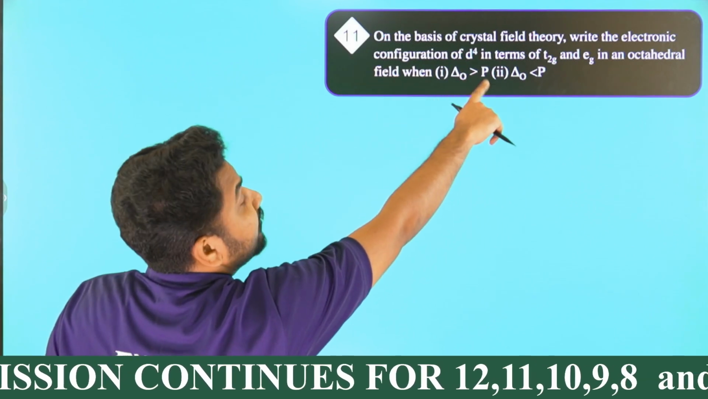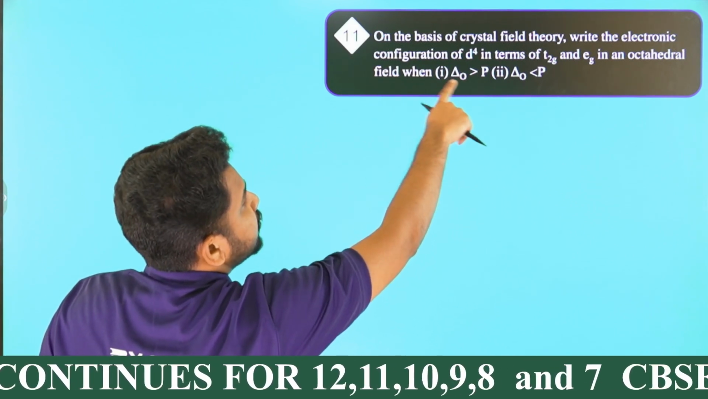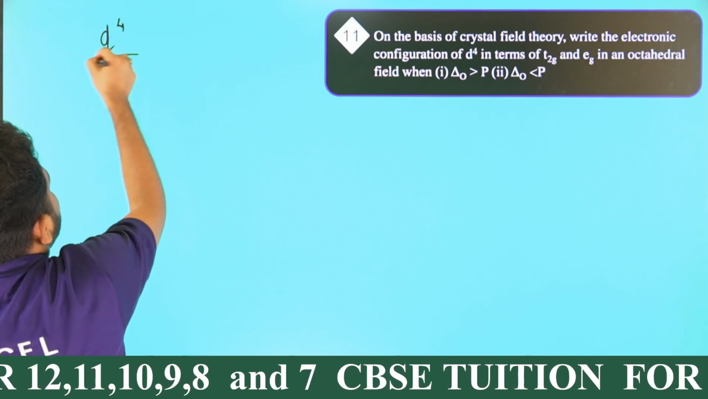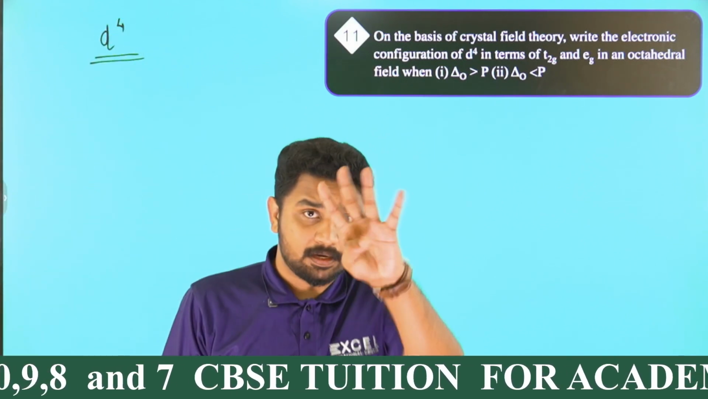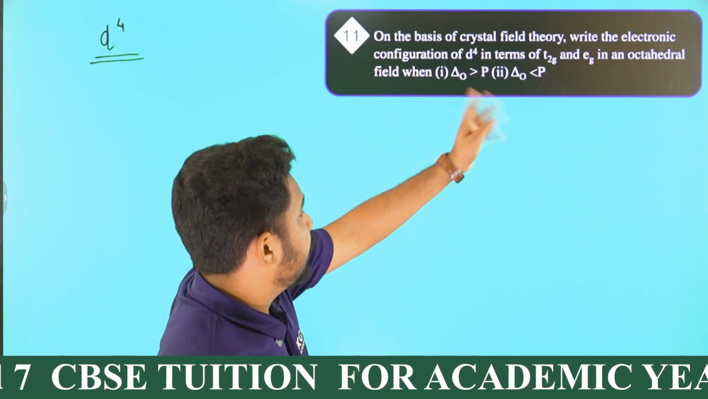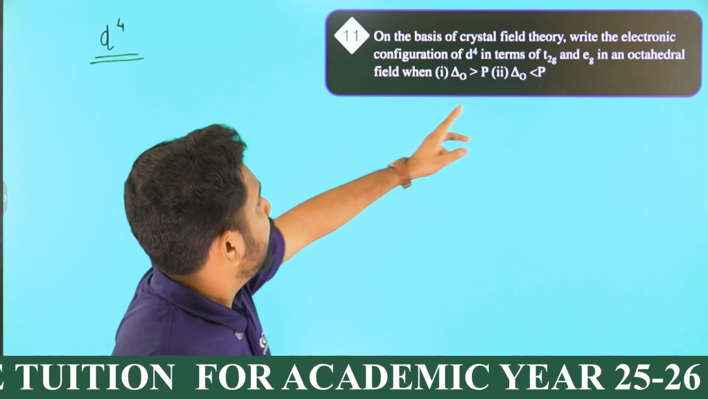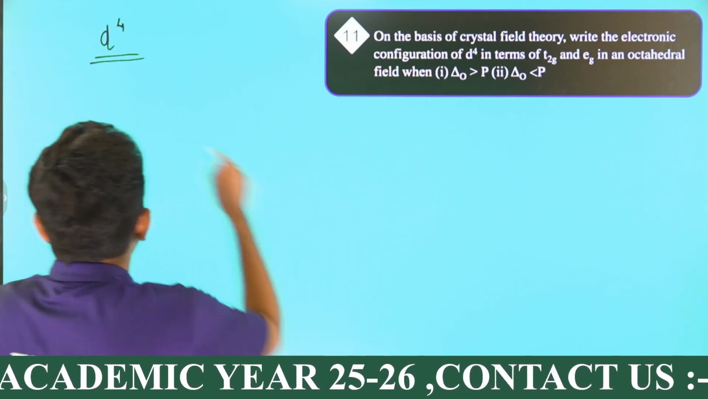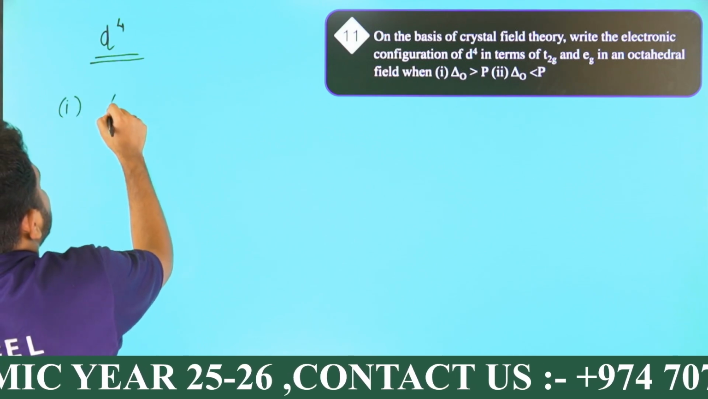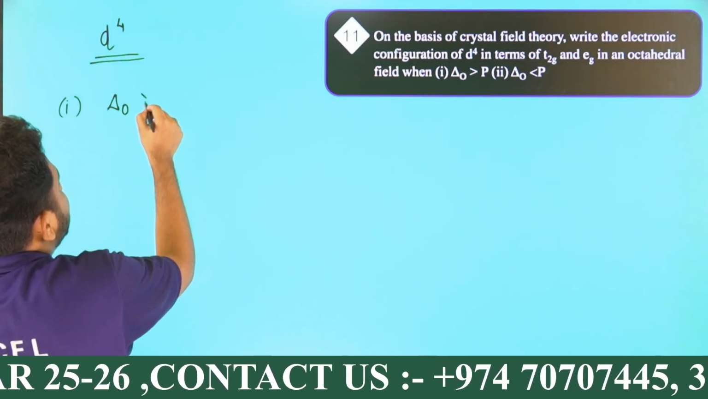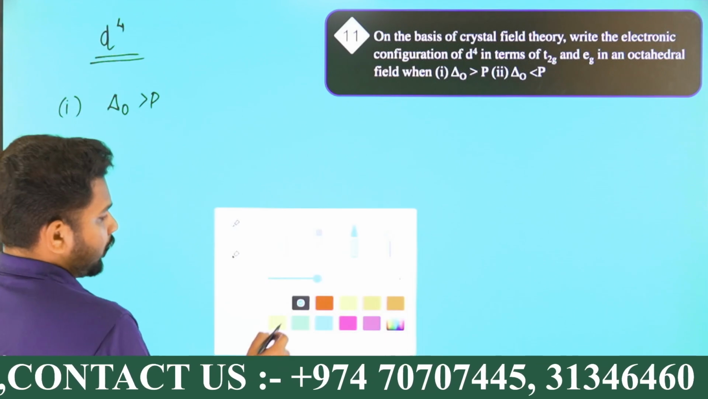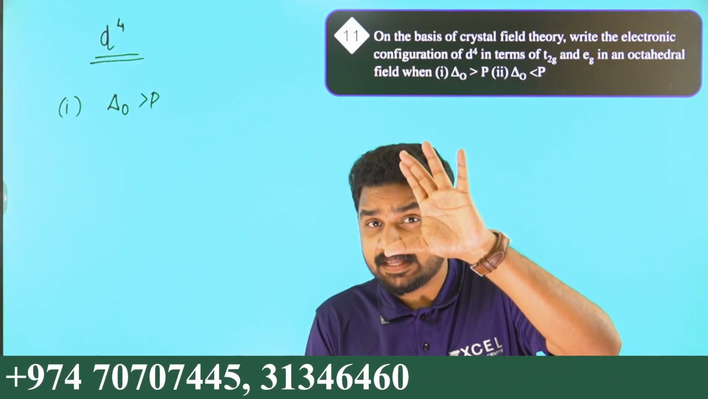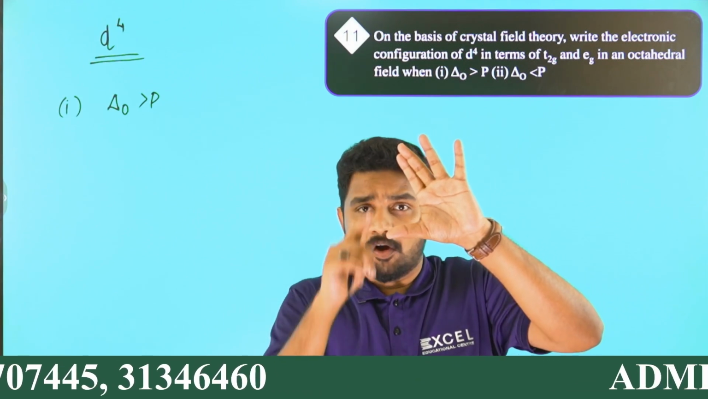on the basis of crystal field theory, write the electronic configuration of d4. You have to write the electronic configuration of d4, that means a d orbital having 4 electrons. And the point is, in terms of t2g and eg, in an octahedral field, it's an octahedral complex, and delta O, what is the first condition? Delta O is greater than P. What do you mean by delta O? Delta O is nothing but the crystal field splitting energy of an octahedral complex.